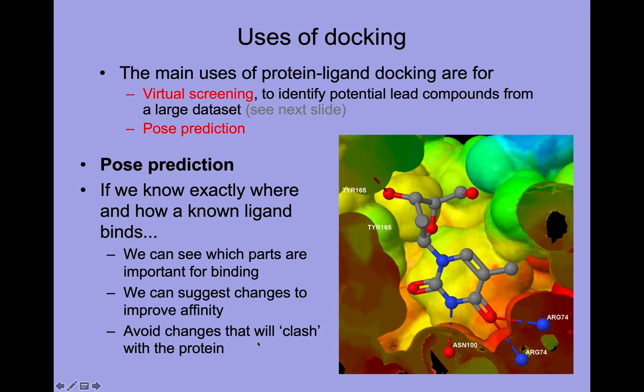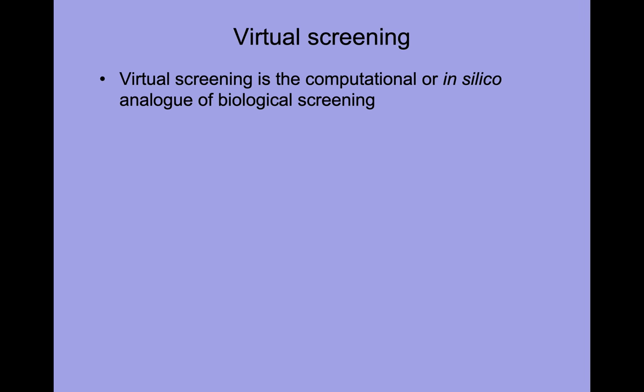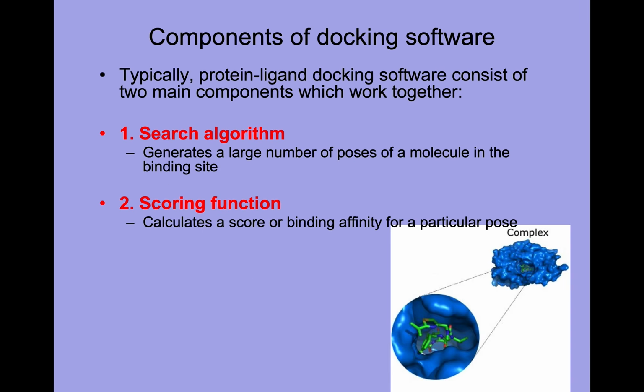But avoid changes that will clash with the protein. If we change something here and it clashes with a residue of the protein, we will avoid this change. We will just make changes where that part of the ligand will not clash with the protein. So in today's practical tutorial, we will see how these can be performed. We are not going to do virtual screening.